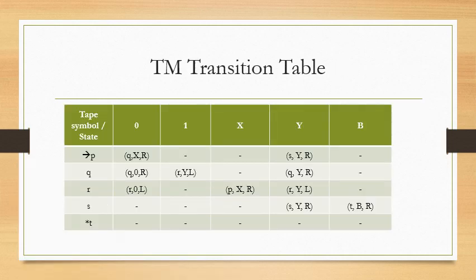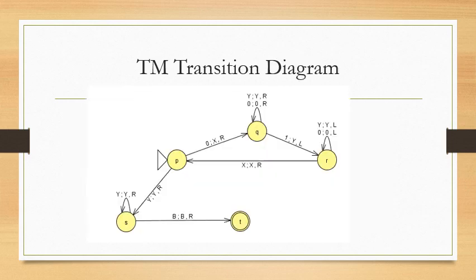See the enlarged transition diagram given here, and here you will have a Turing machine with 5 states, with one start state and one final state. From P, there will be an arc to Q for the input symbol 0. 0 is replaced with X and the direction of movement is right. Likewise, I can construct the transition diagram like this with the help of the transition table.